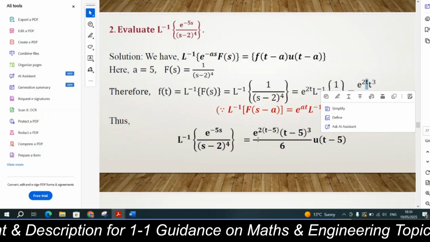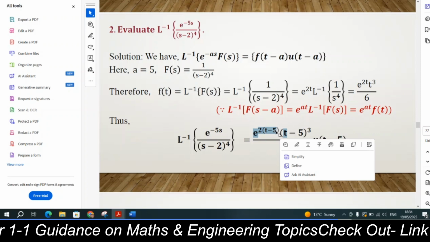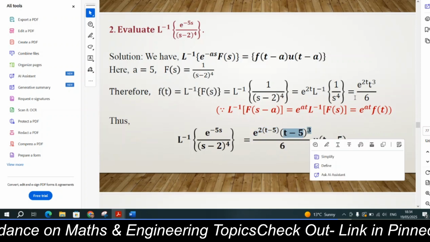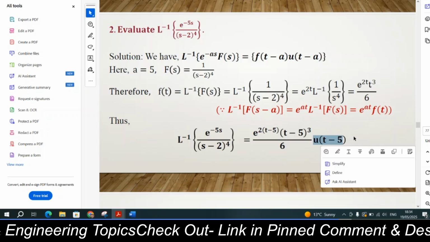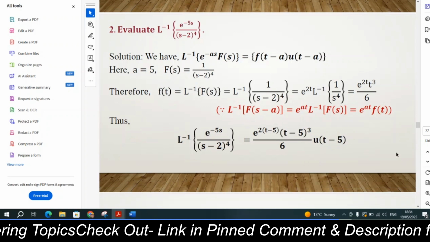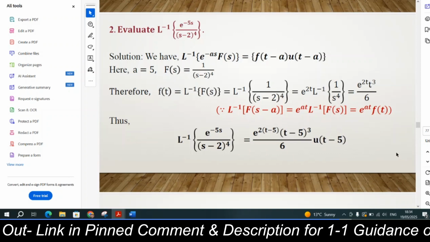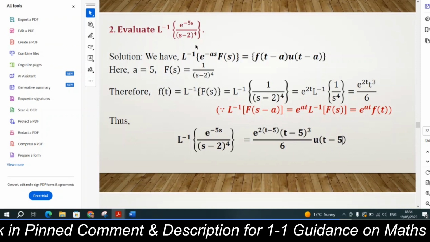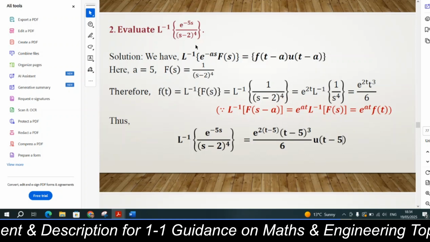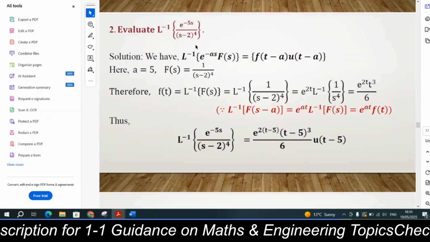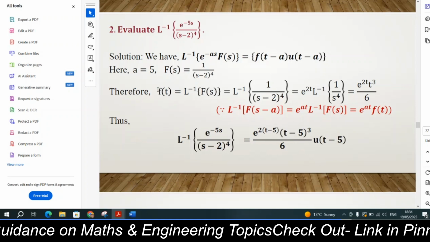Now this is f of t, but what do you want? f of t minus a into u of t minus a, where a is 5. So within this f of t, you are now substituting every t with t minus a. So you get e raised to 2 into t minus 5, t cube becomes t minus 5 the whole cube, 6 remains as it is, and then it is multiplied by u of t minus 5. You don't have to simplify this further. Is that clear? Yeah.